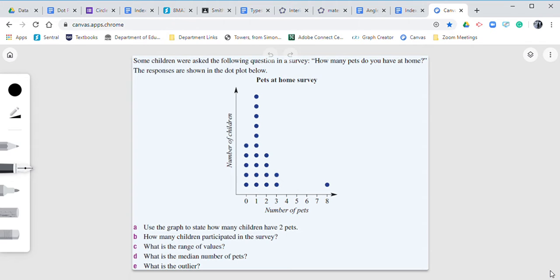Dot plots are a form of graph that you can use to visualize your data. My example today is pretty straightforward. Some children were asked the following question: how many pets do you have at home? The responses are shown in the dot plot below.